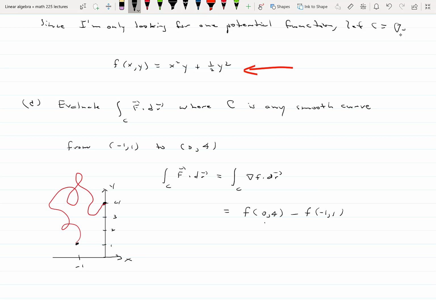X squared y plus 1/2 y squared. At 0, 4: 0 squared times 4 plus 1/2 times 4 squared. Minus at -1, 1, it's -1 squared times 1 plus 1/2 times 1 squared. You can trust me on this if you want, or you can compute it on your own. It's not 12, it's 13 over 2, 6.5.